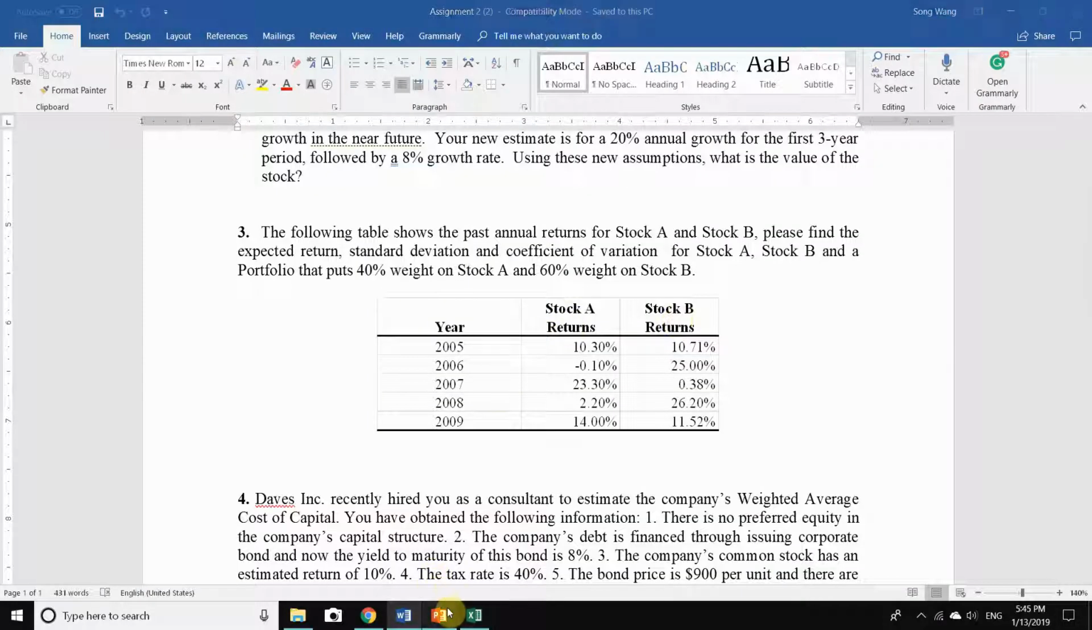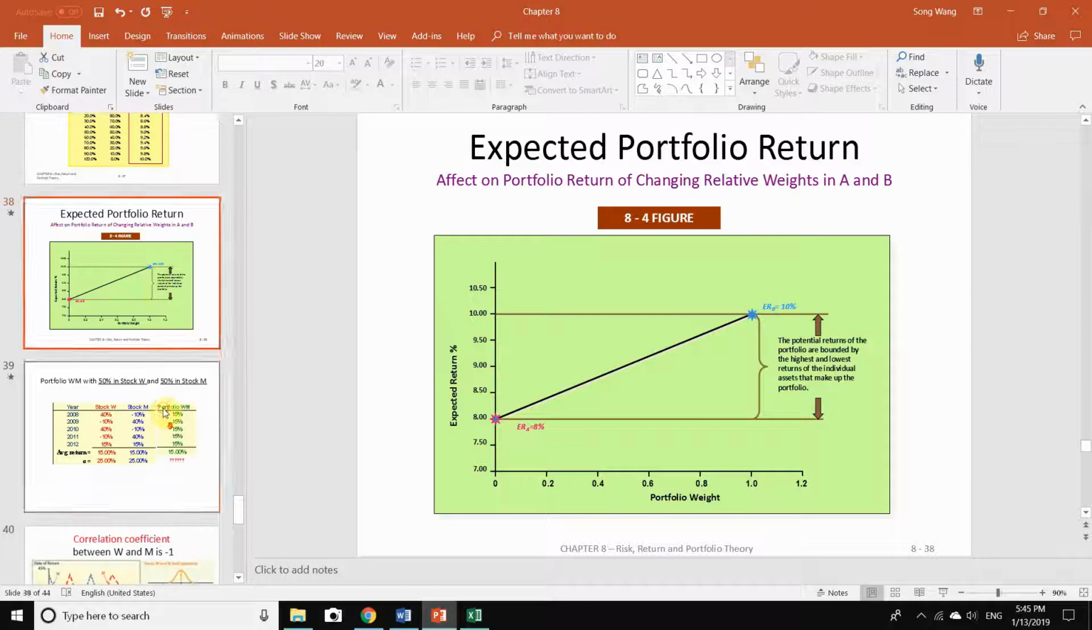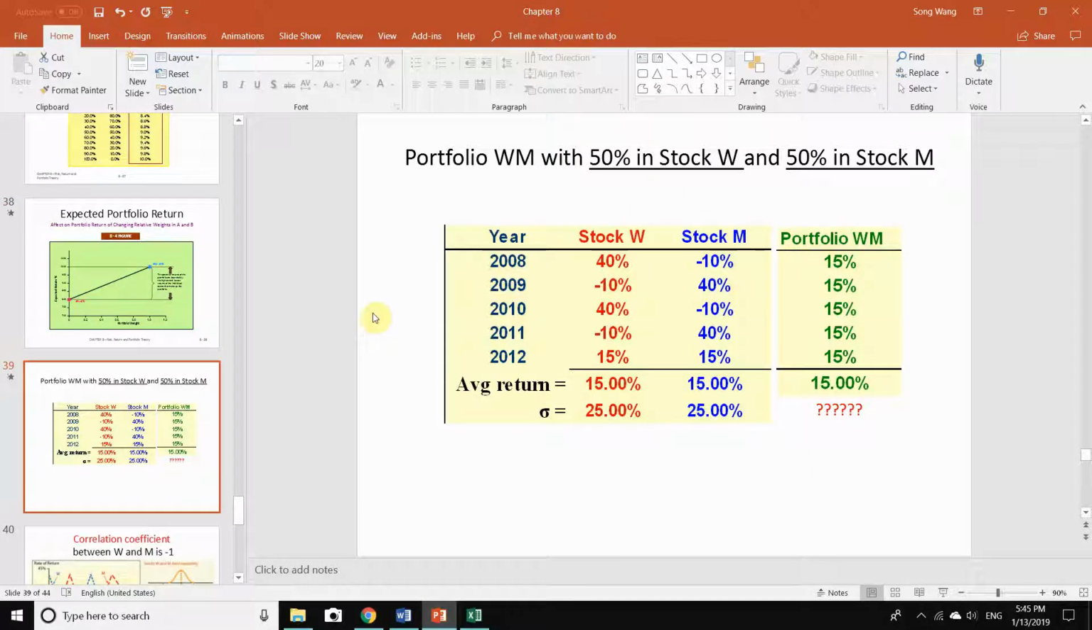All right. So the next thing I want to say is about the correlation. Here I've got a stock W and a stock M, and they both give you an average 15% return across the 5 years. For W it is 15, for M it is 15, and the standard deviation for them is also the same, at 25%. If you form a portfolio with half in W and half in M, then the expected return is 15%.